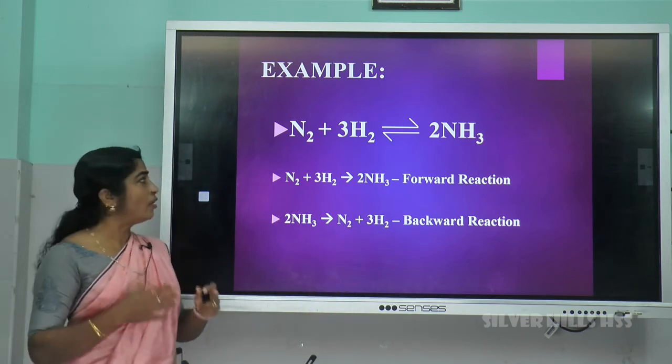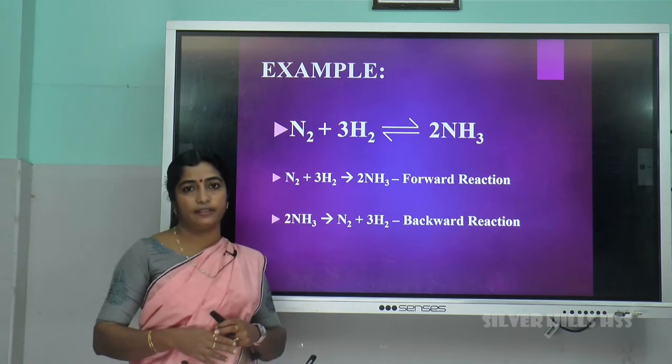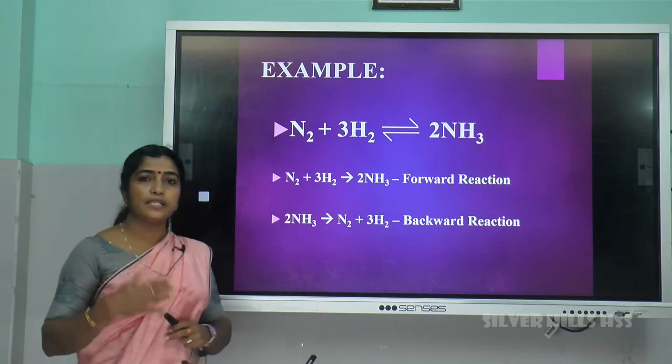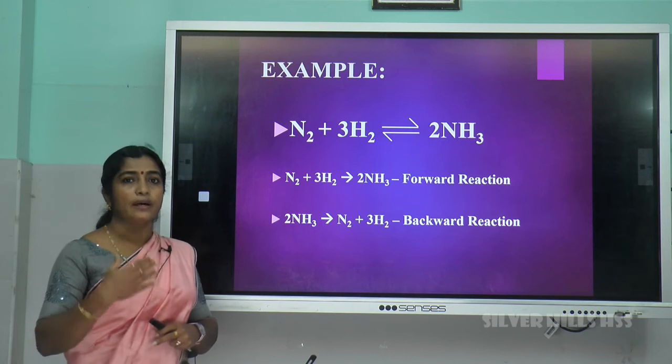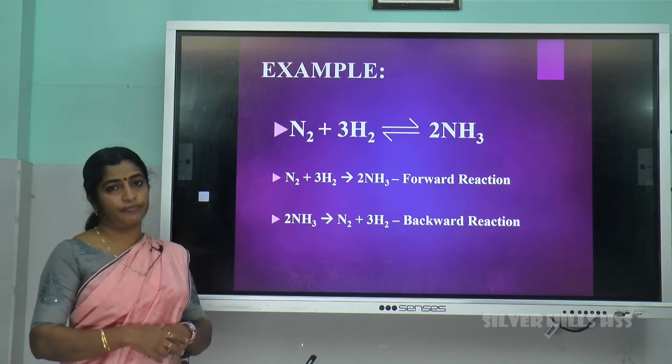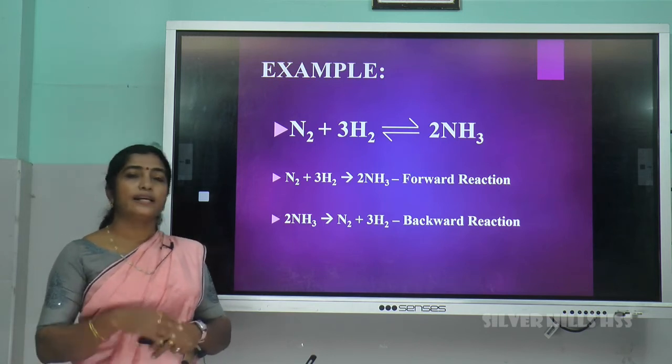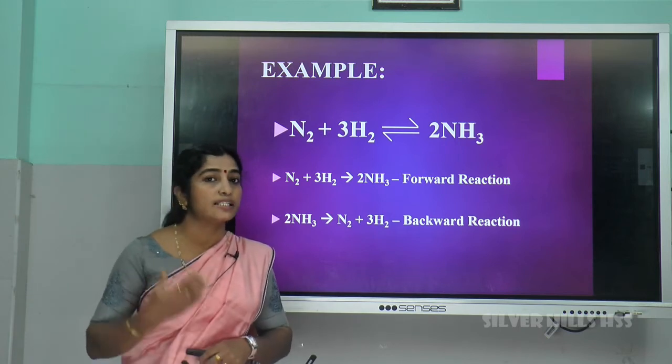At the beginning, only the reactant molecules are there. So, nitrogen combines with hydrogen to form ammonia by the forward reaction. At first, the rate of the forward reaction is maximum.